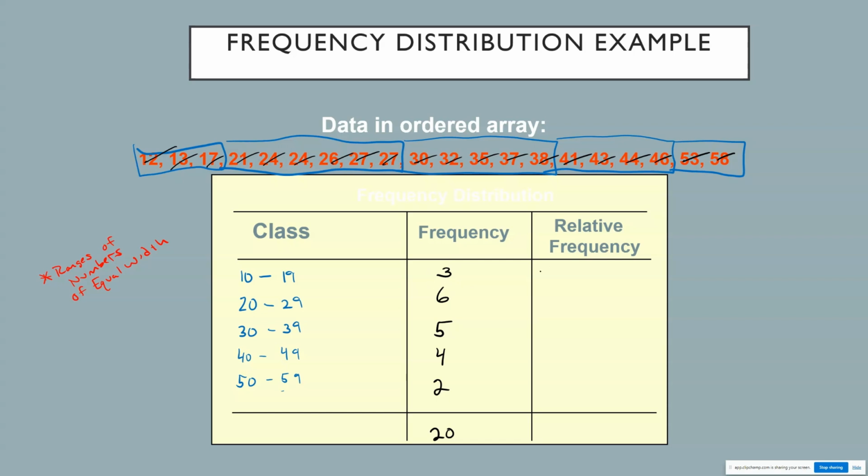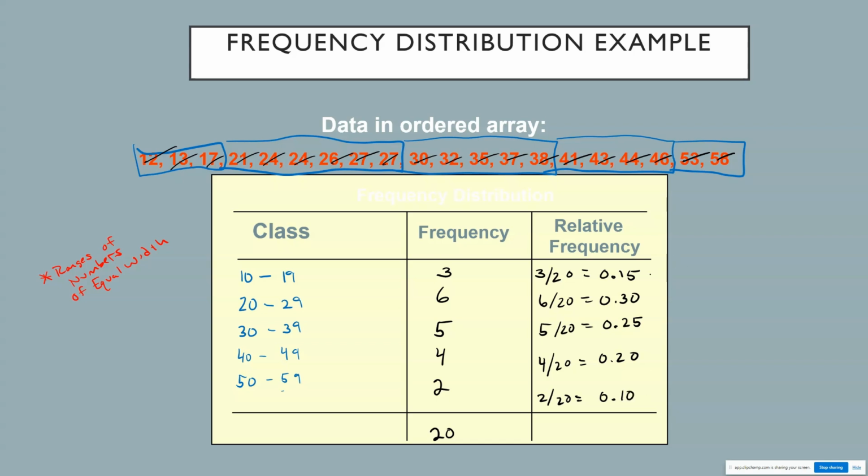Now remember how to do relative frequency. It's the individual frequencies divided by the total. So how many students had commute times between 10 and 19 minutes? 3 divided by 20. Well, that would be 0.15. 6 divided by 20 for the next one would be 0.30. 5 divided by 20 would be 0.25. 4 divided by 20 would be 0.20. And then finally, 2 divided by 20 would be 0.10.